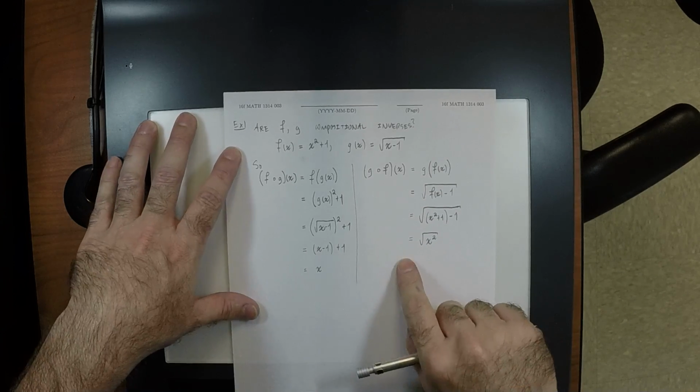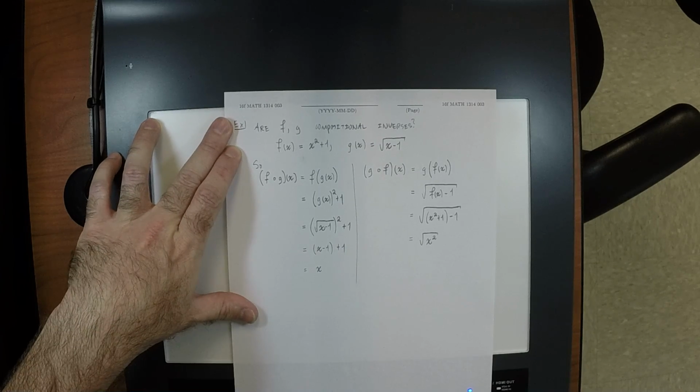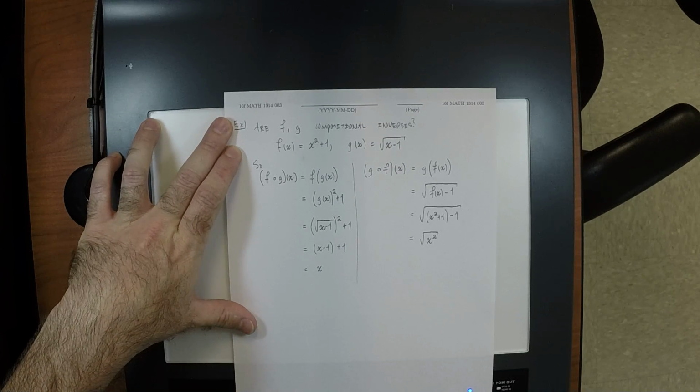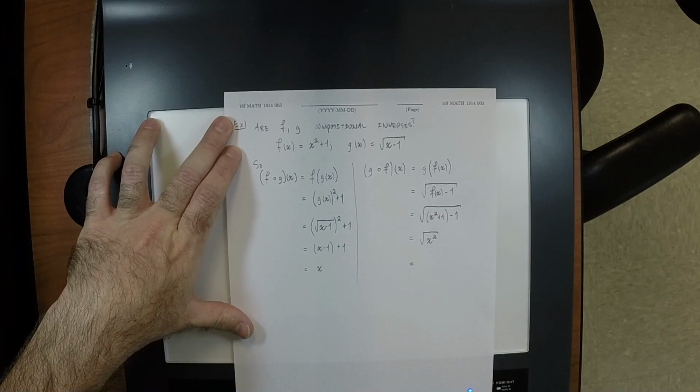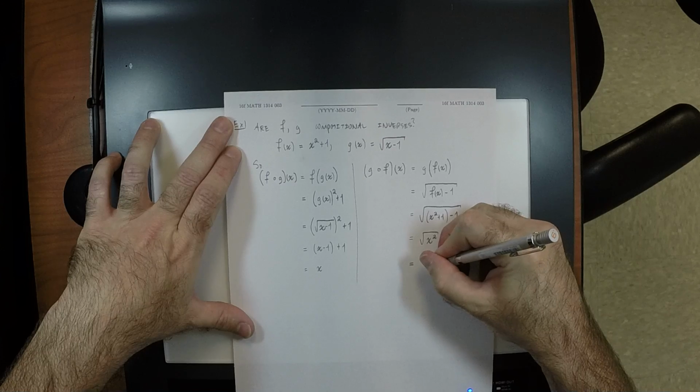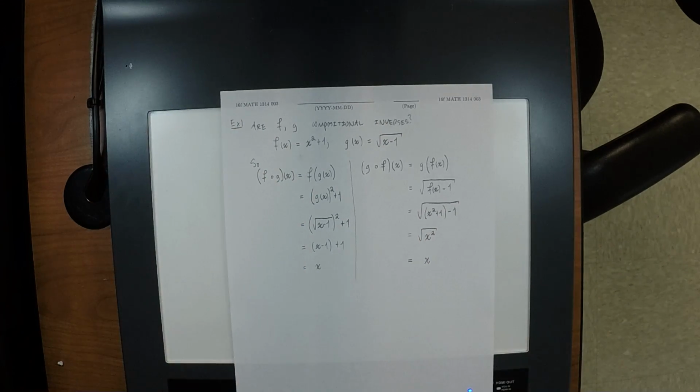So what's the next step? Oh, but no. What is the square root of x squared? Is it x? It's the absolute value of x. It's not x.